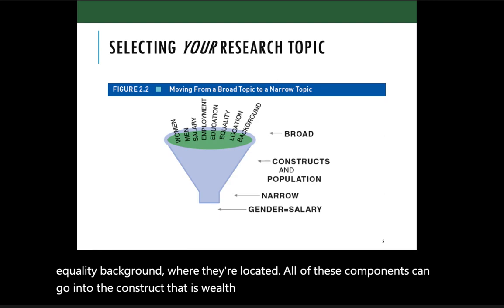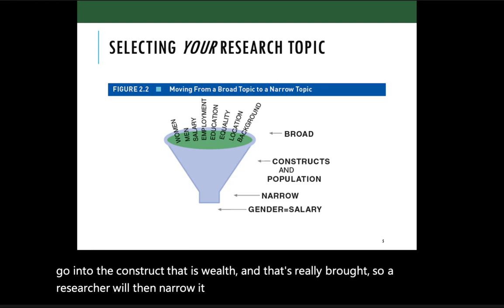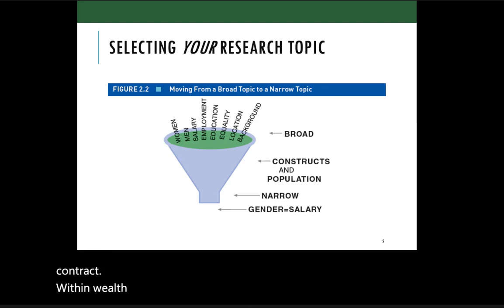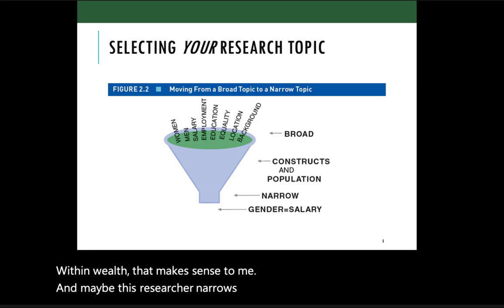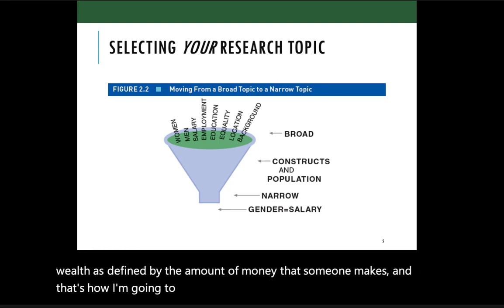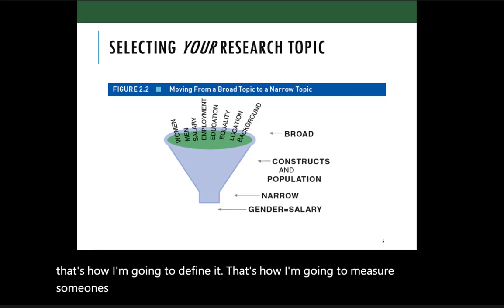And that's really broad. So a researcher will then narrow it down and say, okay, if these are all of the ways that wealth can be defined, I'm going to find a specific type of construct within wealth that makes sense to me. And maybe this researcher narrows down by saying, I am going to look at wealth as defined by the amount of money that someone makes, and that's how I'm going to define it. That's how I'm going to measure it. Someone's annual income.